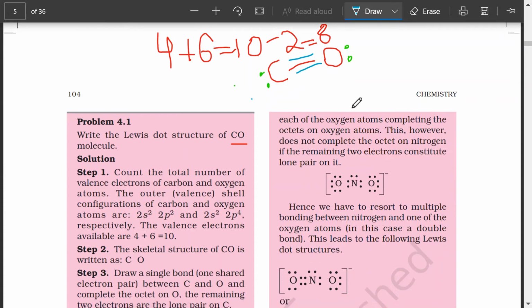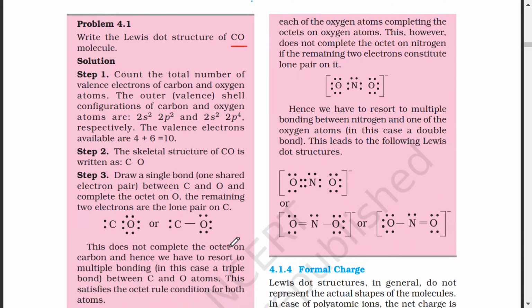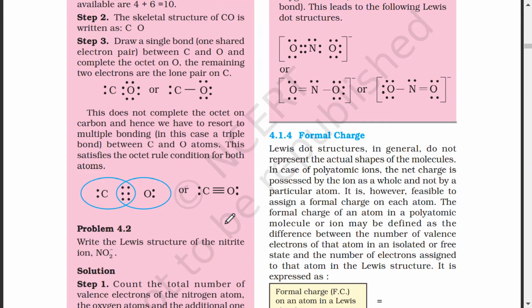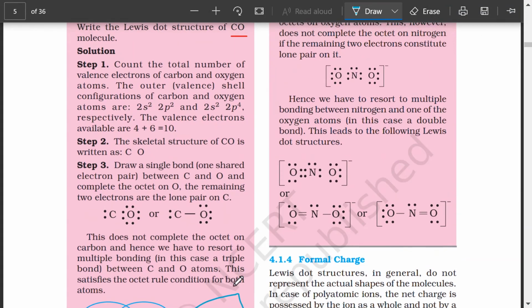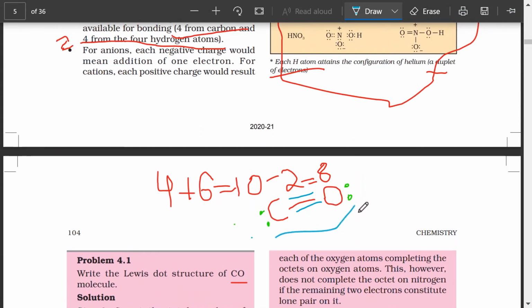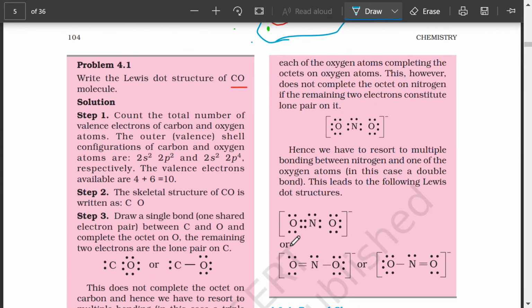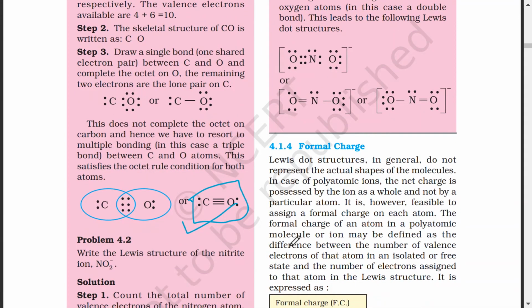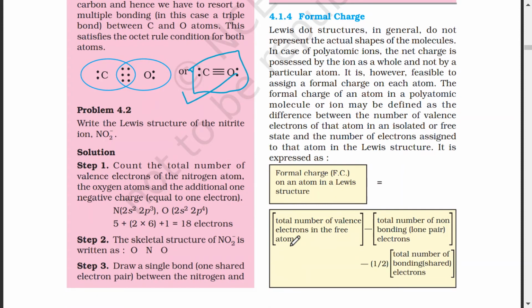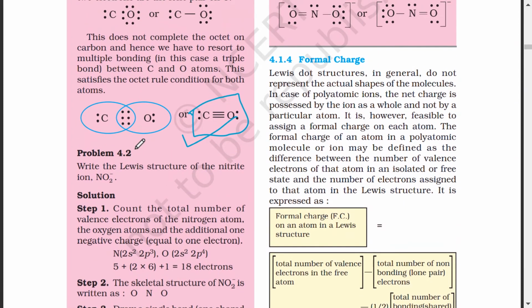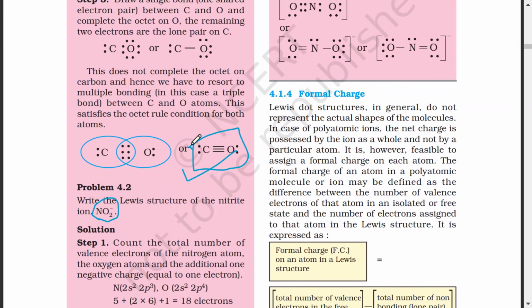So let us see the answer. The answer is the same, they are forming a triple bond. Look, both are matching. So this is the way to do it. Now let us go forward. Write the Lewis dot structure of nitrite. This compound is known as nitrite, NO2 minus.